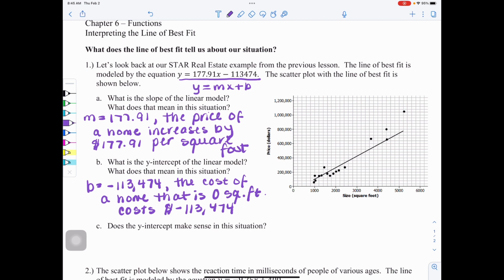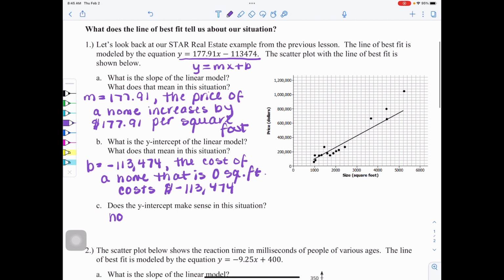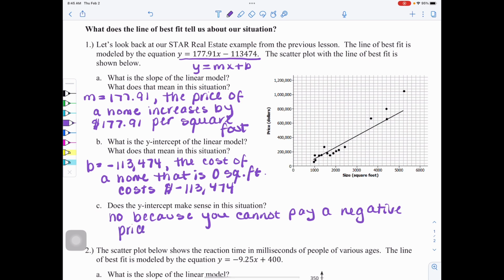So C, does the y-intercept make sense in this situation? We have to look at this idea here. We've got price of homes and square footage. Does it make sense for a house to have 0 square footage and then to cost negative dollars? Probably definitely not, right? So we're going to say here no, because you cannot pay a negative price for a home.